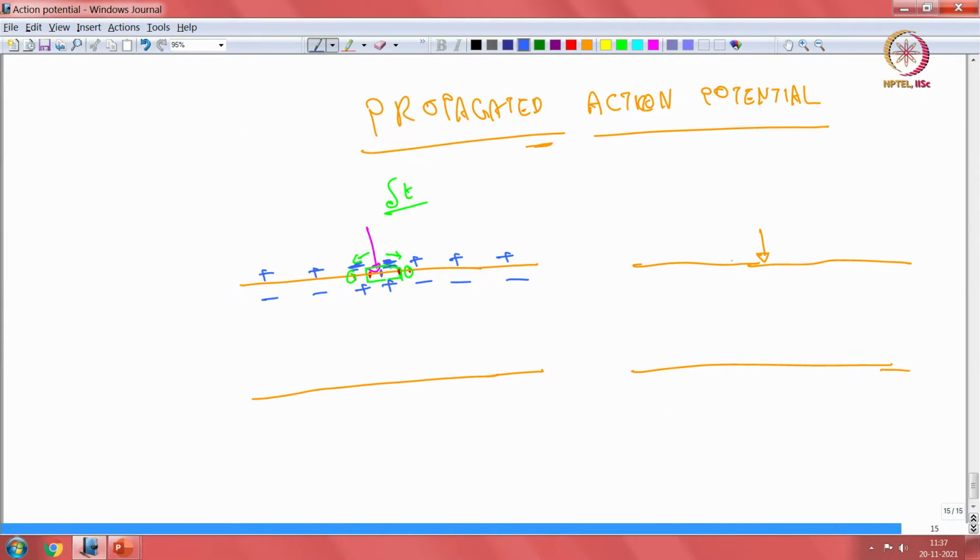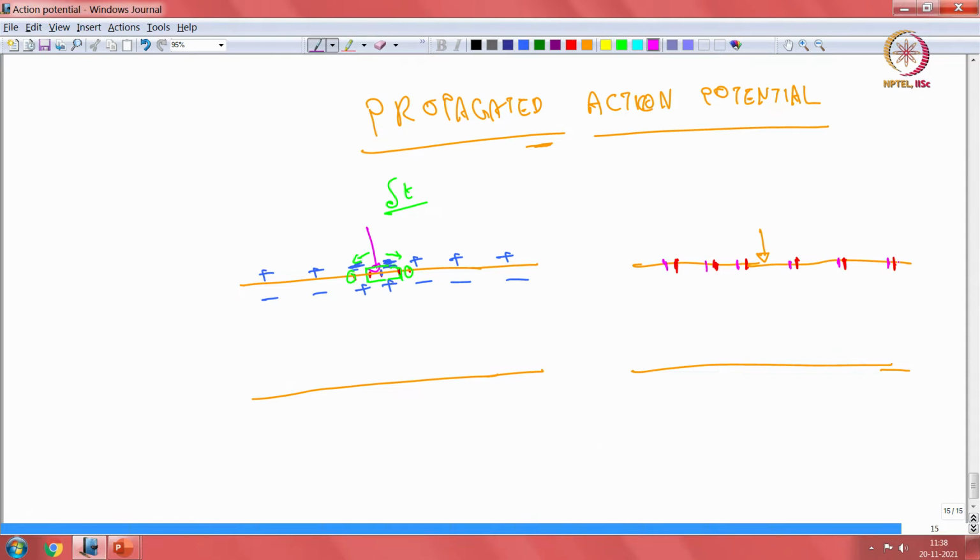Transmission in the sense that I will exaggerate the sodium channels and also keep the potassium channels for understanding.